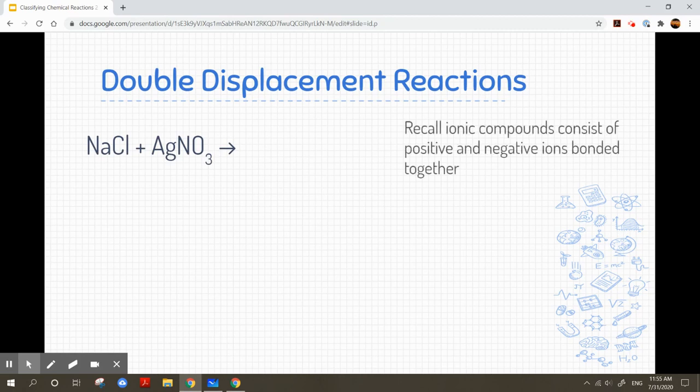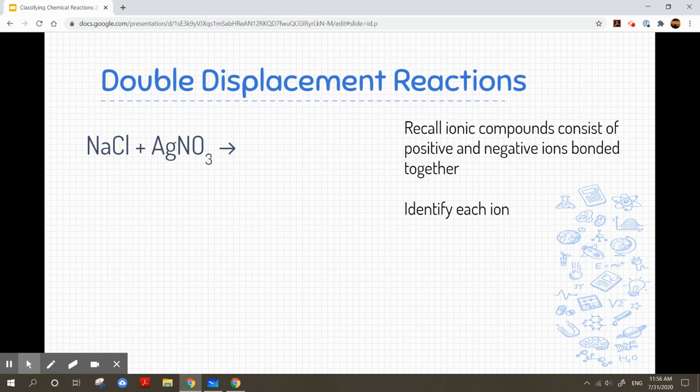Here we have two ionic compounds reacting together, so it has the form of a double displacement reaction. An ionic compound is positive and negative ions bonded together. Sometimes those ions are just single elements, like sodium chloride. But sometimes the ion is a group of elements, like NO3, nitrate, which is bonded together with a metal.